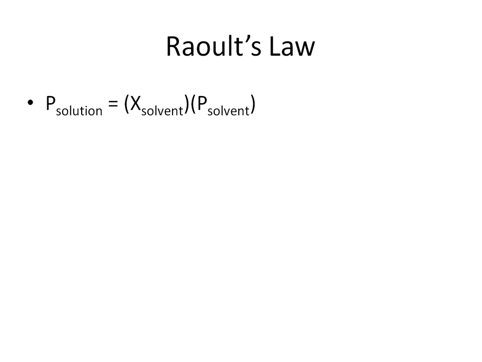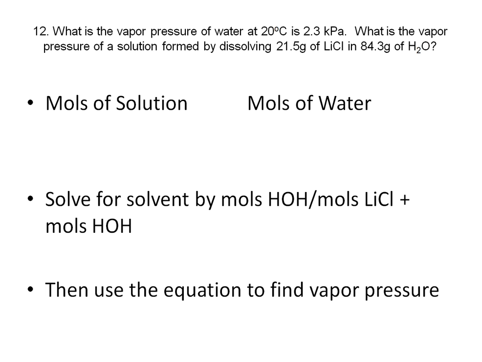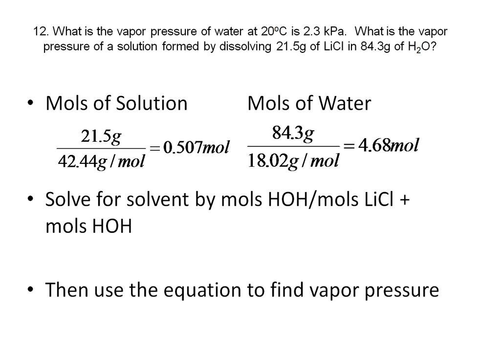So the next thing we're going to do is Raoult's law, which is P of solution equals X of solvent times the P of solvent. So for vapor pressure, we're going to solve for the moles of solute first, which is 21.5 divided by 42.44, which gives you 0.507 moles of solute. We do the same thing for water, which gives you 4.68 moles of water.